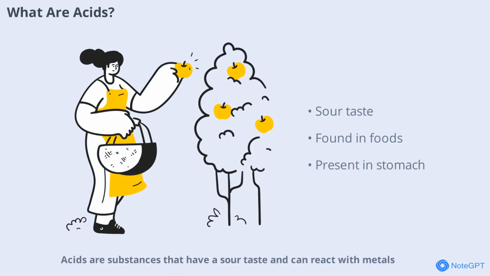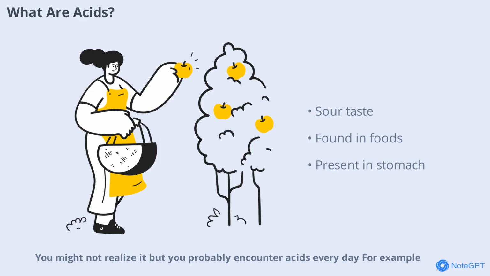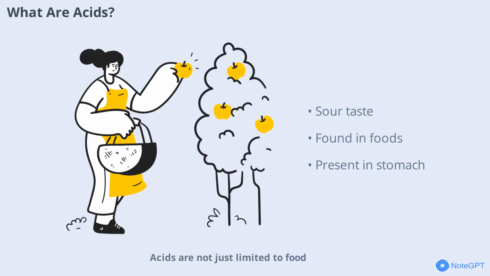Acids are substances that have a sour taste and can react with metals. You might not realize it, but you probably encounter acids every day. For example, the tangy taste of lemon juice or vinegar comes from acids. Even the fizz in your favorite soda is due to carbonic acid. Acids are not just limited to food, they're also found in nature and even in our own bodies. For instance, your stomach produces hydrochloric acid to help digest food. So acids are everywhere, playing important roles in our lives.